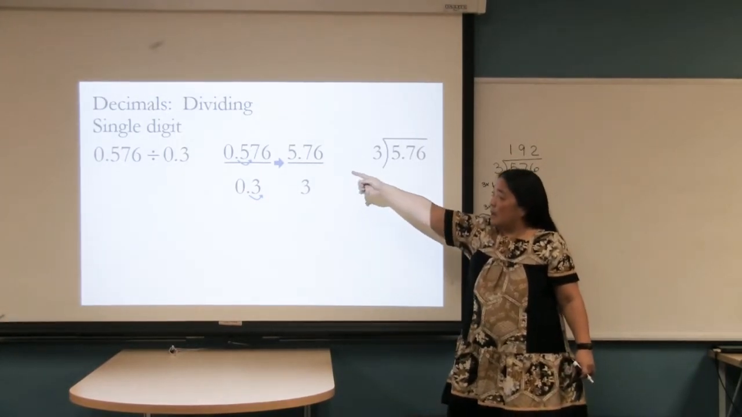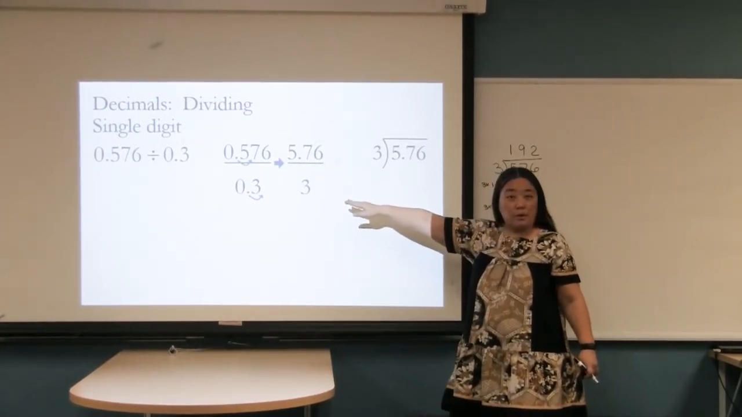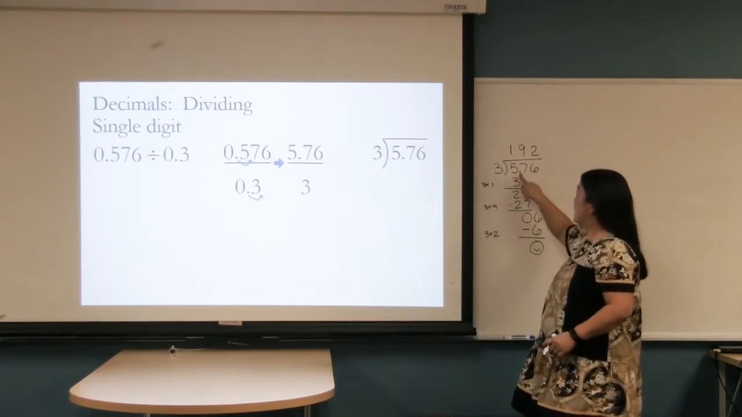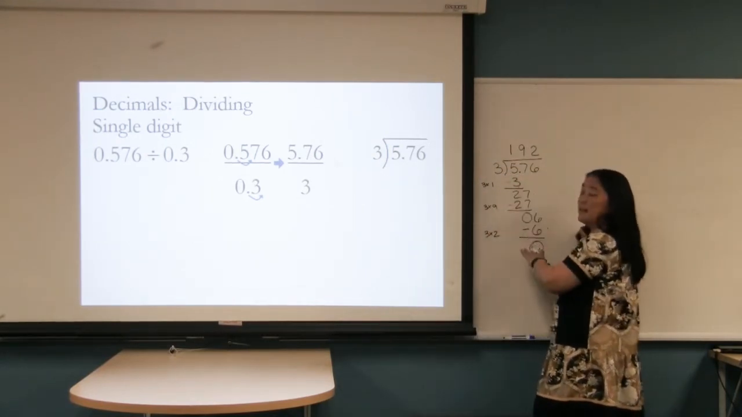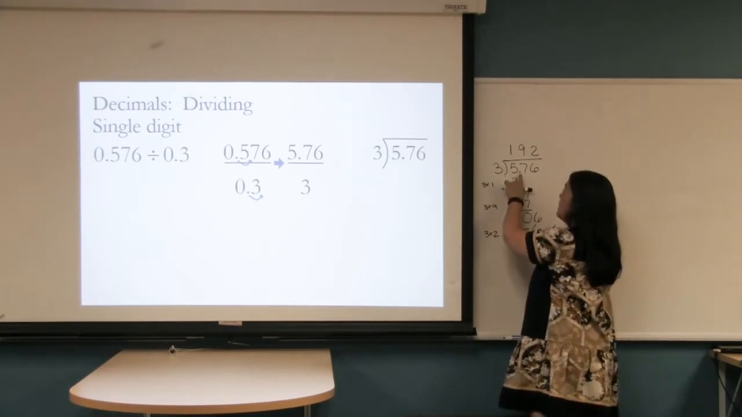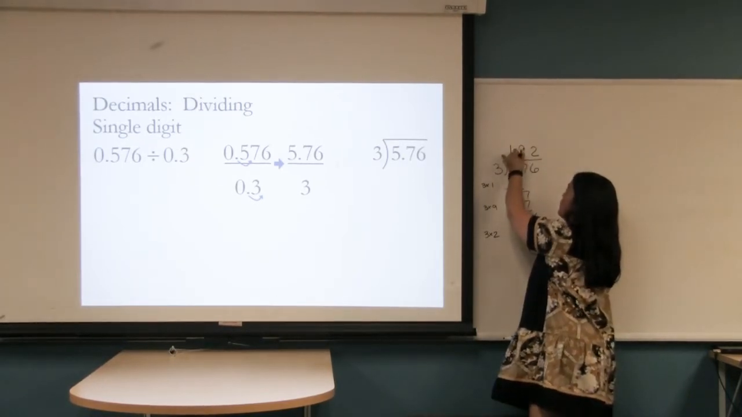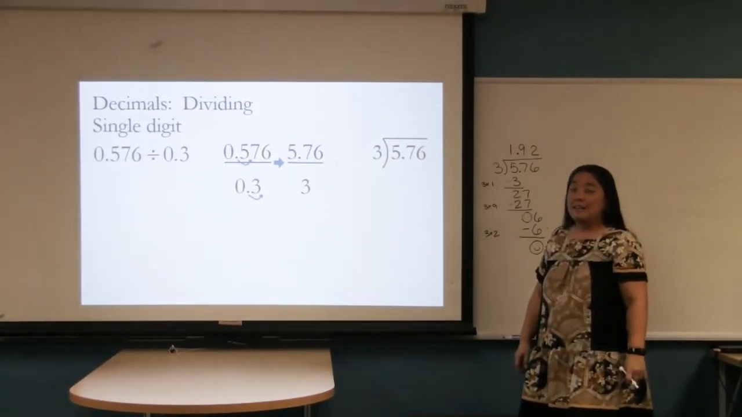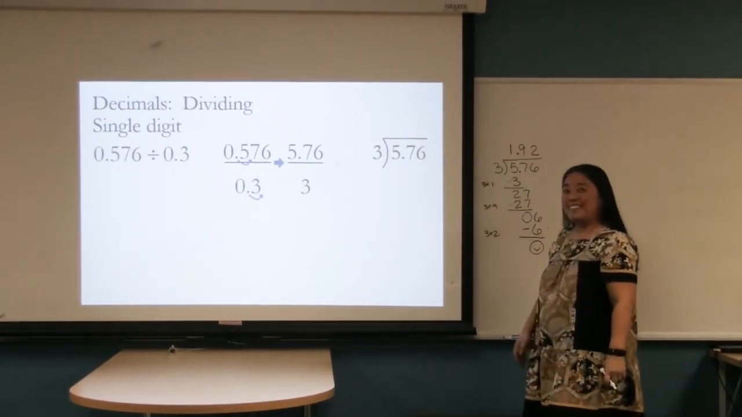So if you look, we again move the decimal over once on the top and once on the bottom to be fair, but that leaves a decimal right here. The only difference between the last problem and this problem is that you take the decimal and move it straight up. Now, instead of 192, the answer is 1.92.